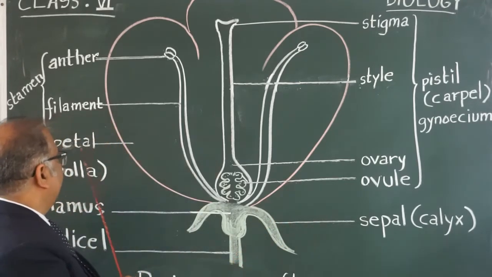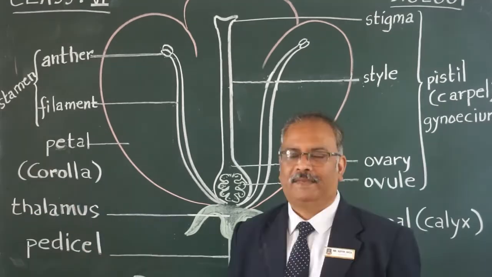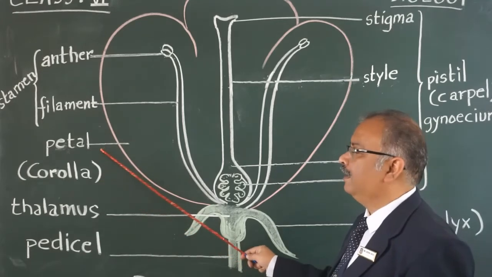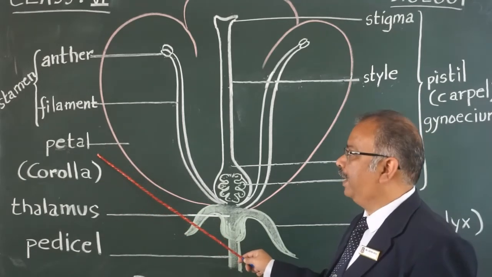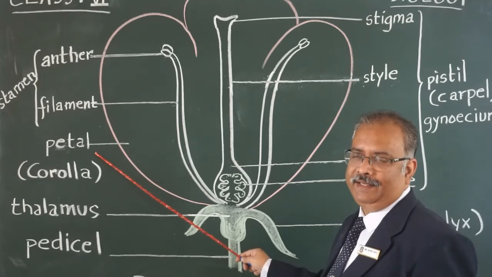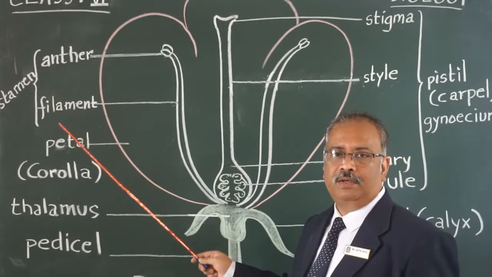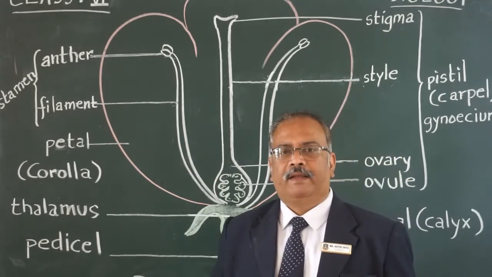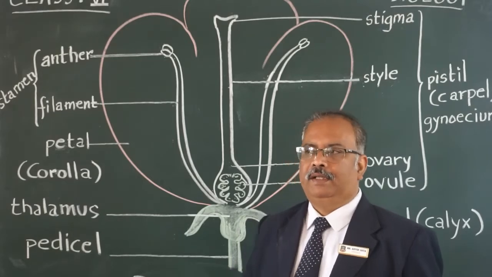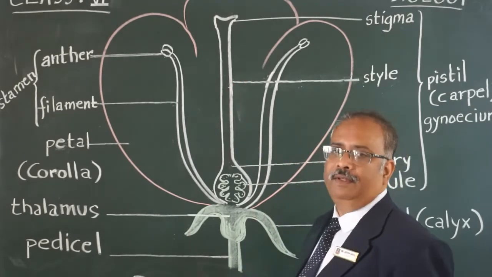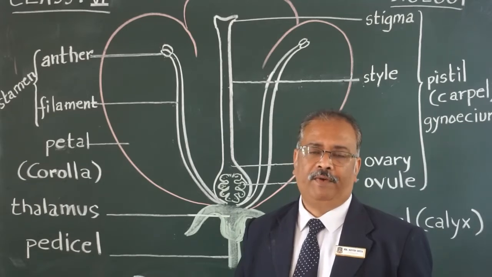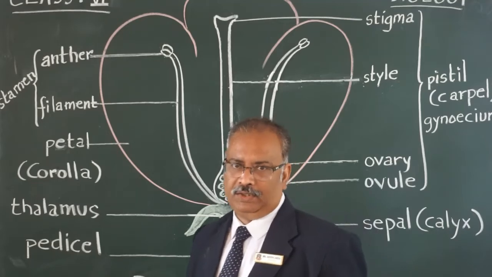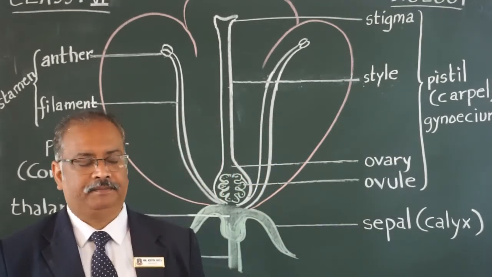Next, the second whorl is corolla, which is made up of petals, the attractive part of the flower, which I said are red, orange, yellow. Now the function of this is that they also protect the reproductive part of the flower. One more function is that they attract insects for pollination, which you will be learning later on.